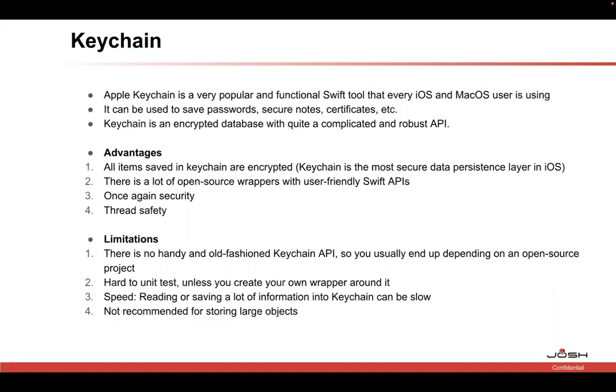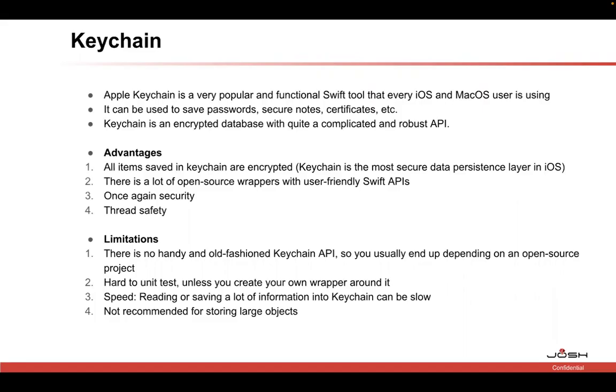Okay, right now for using the keychain, there are many third party libraries or wrappers available to store data in a keychain, and we can have custom classes for the keychain, and by using those classes we can easily store data in a keychain. So these are some advantages: it's encrypted, there are a lot of open source libraries available to store data in a keychain, it's more secure and again, it's thread safe. So these are some advantages of keychain.